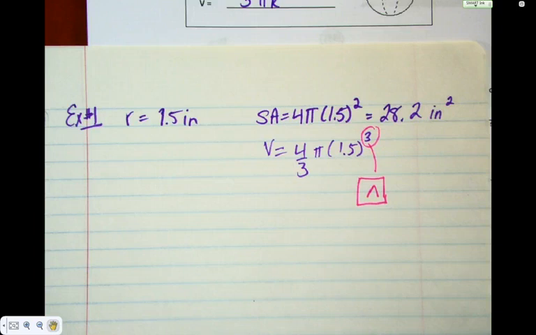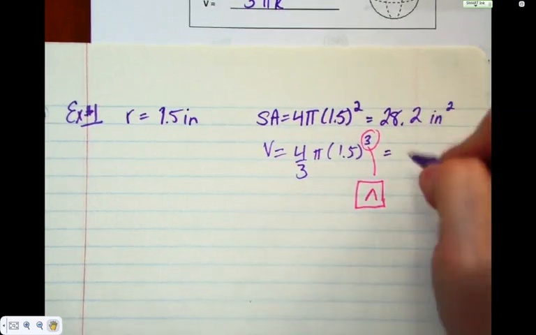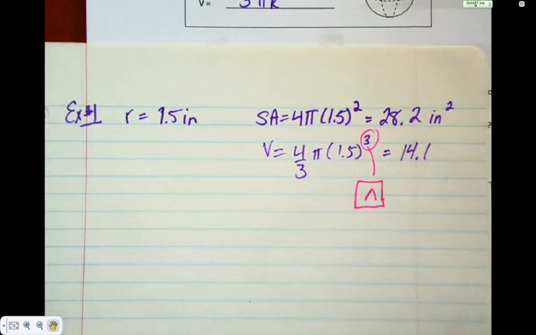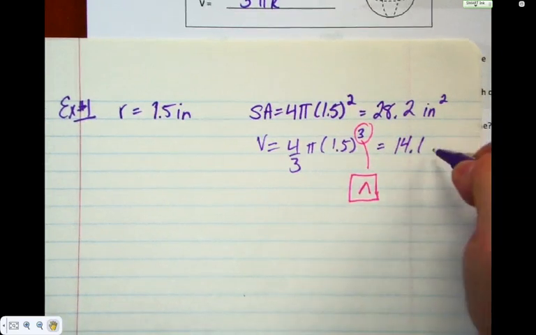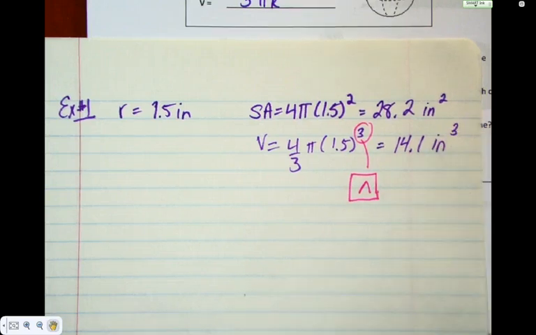Same button as pi? And you just press it, and then put in the 3. So you're going to type 4 divided by 3, then pi, open the bracket, 1.5, close the bracket, caret 3. So you can do any exponent bigger than 2. You can do exponent 5, 6, 27, whatever, using the caret key. 14.1. Confirm units. Inches cubed.